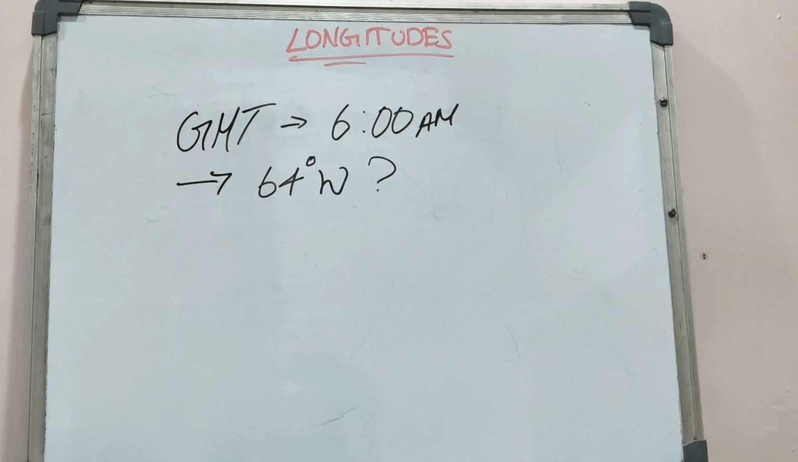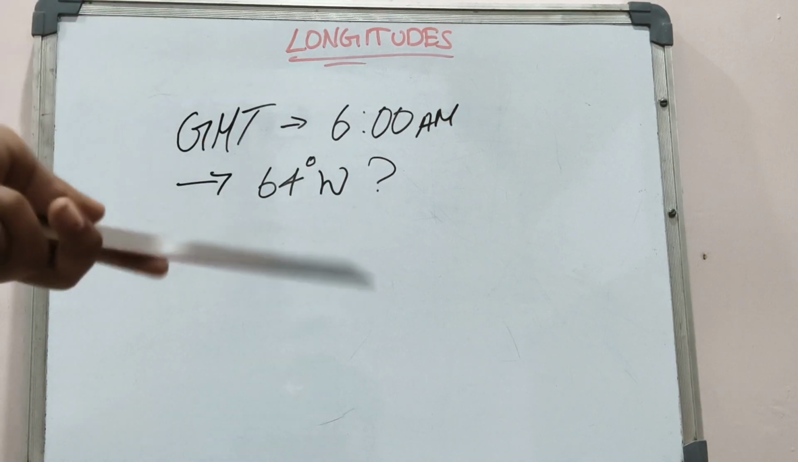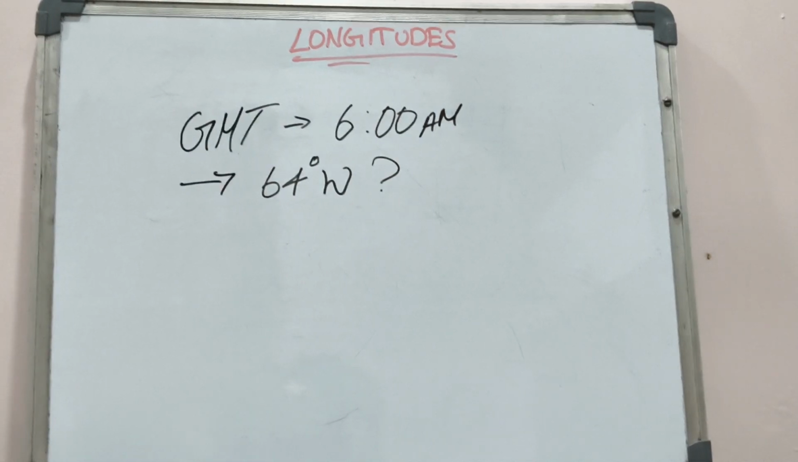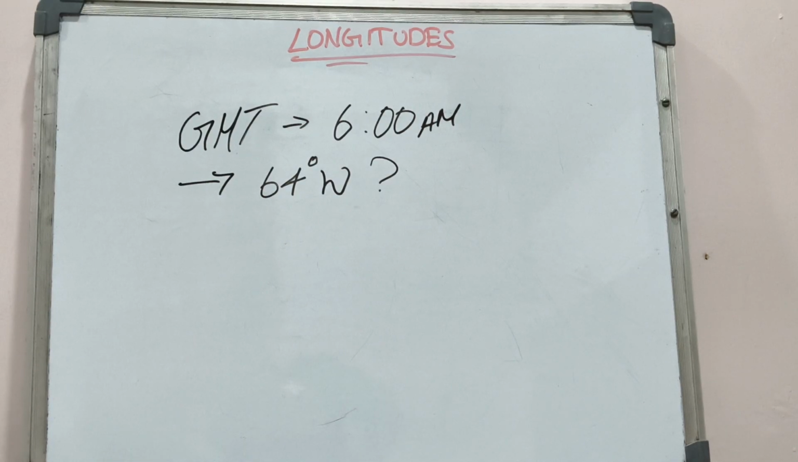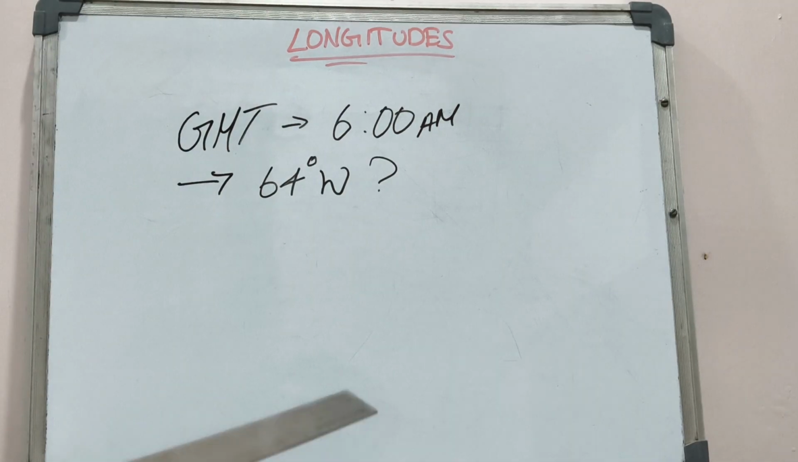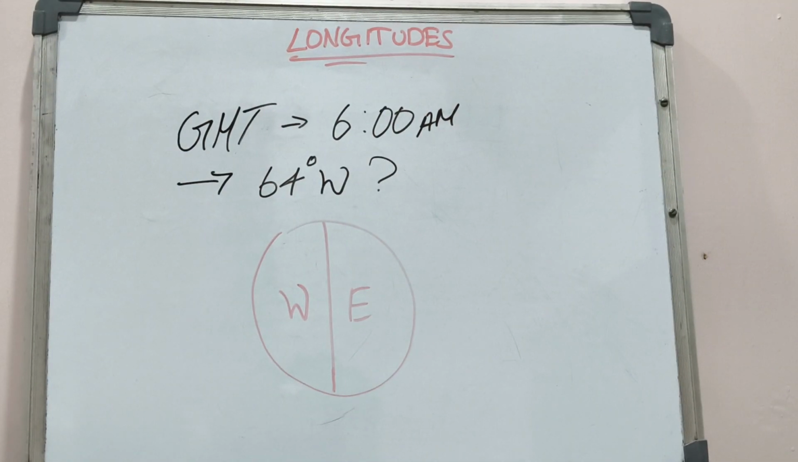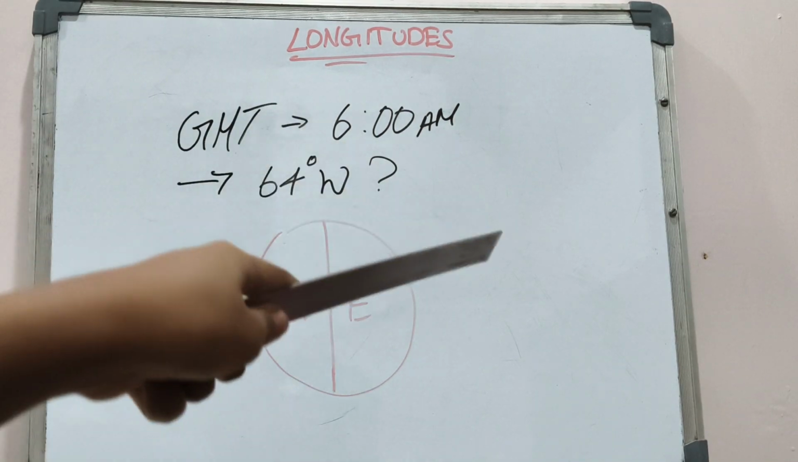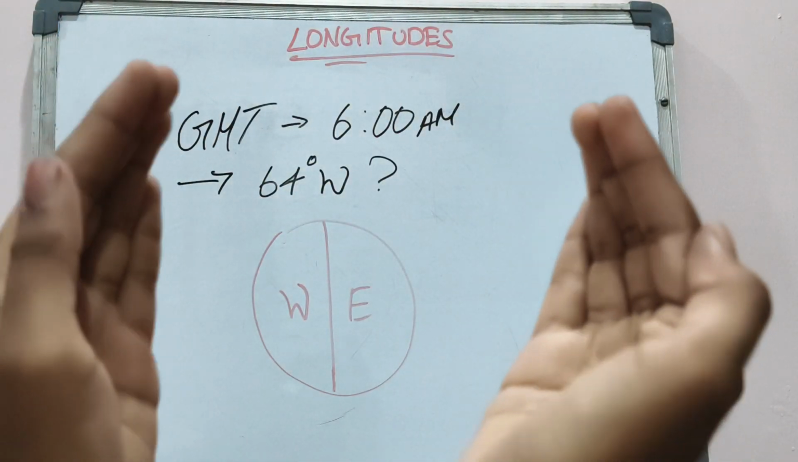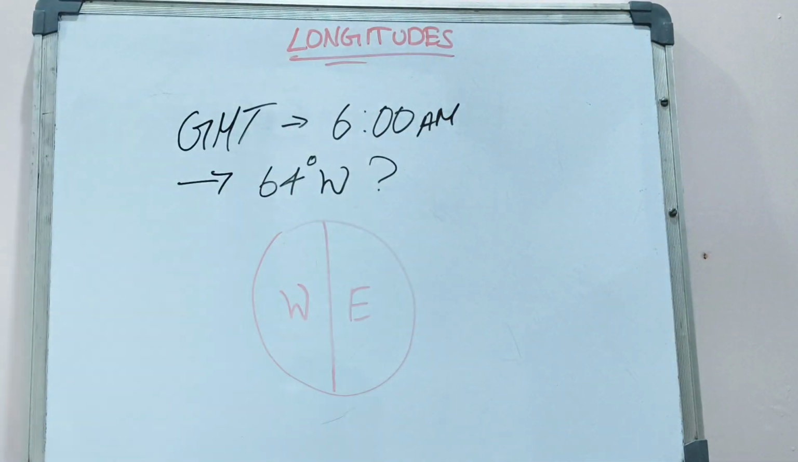Next question: the Greenwich Mean Time is 6 a.m. Now let's calculate for 64 degrees west. Now here comes the twist. Before, we calculated 20 degrees east; now it comes to west. The prime meridian is in the middle, and east is to the right of it. And you know the sun comes from east to west, which is to say the earth rotates anti-clockwise, also called counterclockwise.